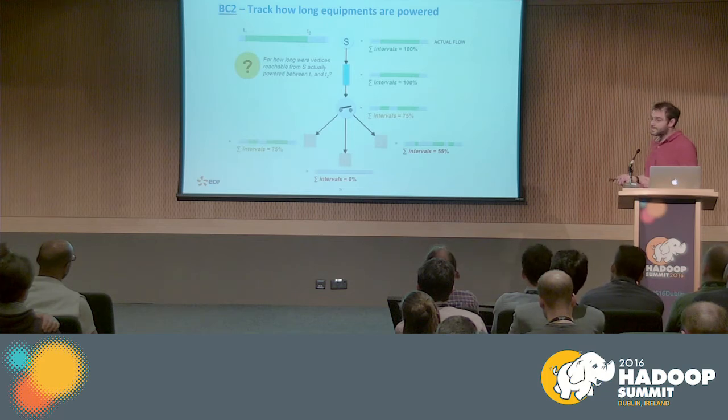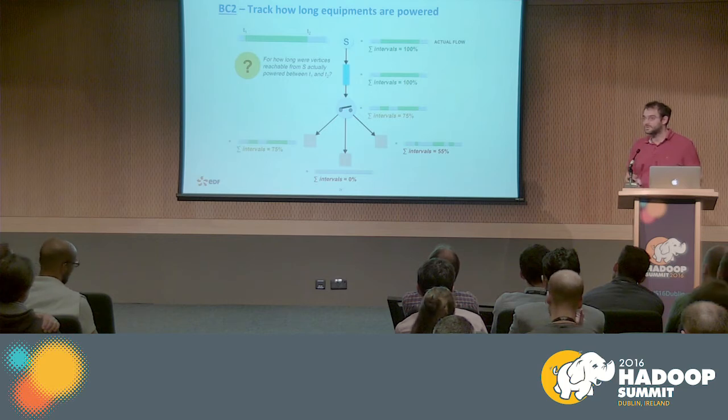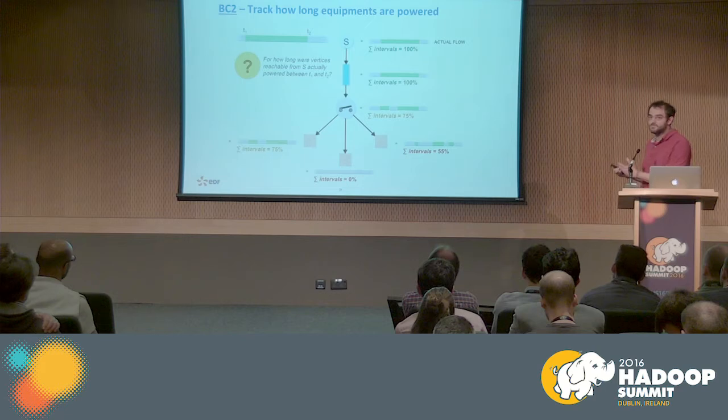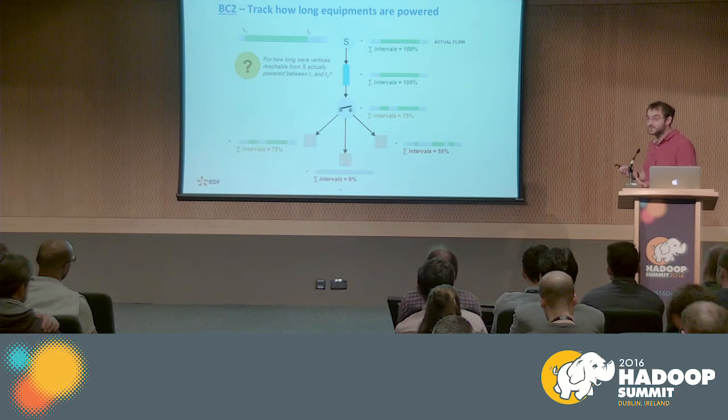So you see, the first use case was getting a snapshot of the network at a time. This use case is different in that we perform some aggregation, some business intelligence over the graph, taking into account the time, the fact that the graph evolves in time.